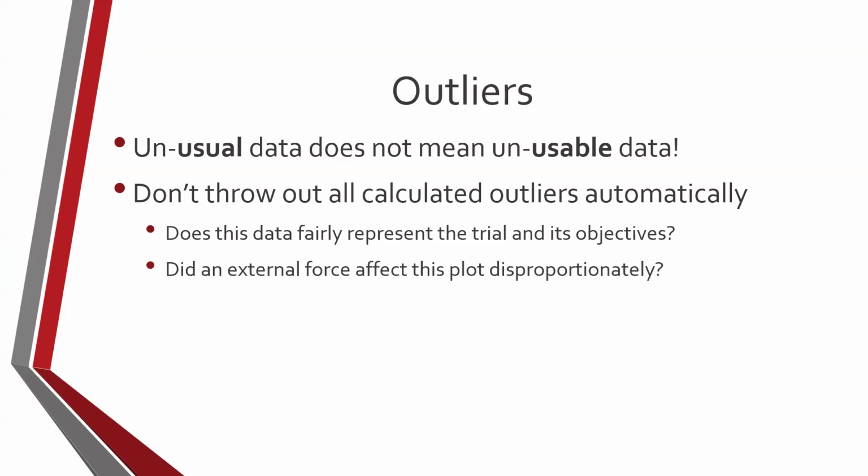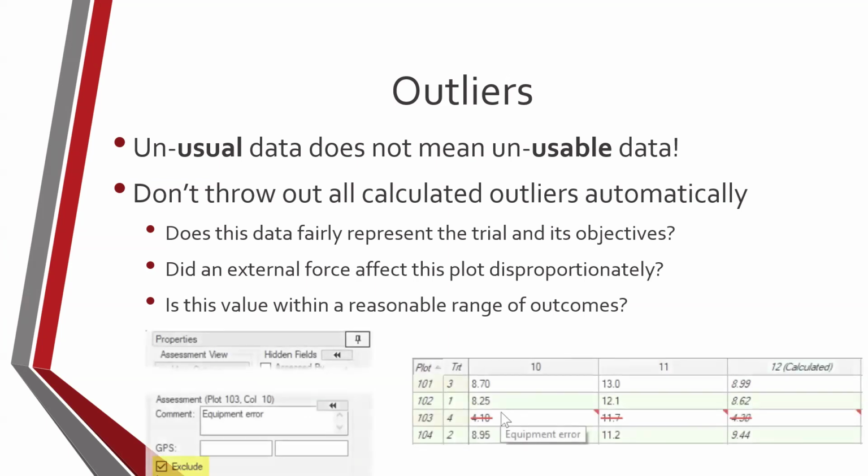Did some external force affect the plot disproportionately? Is the recorded value within a reasonable range of outcomes? So, again, another reason, if we can look at these oddities, these strange values before we've left the site, that can only help in this decision making.